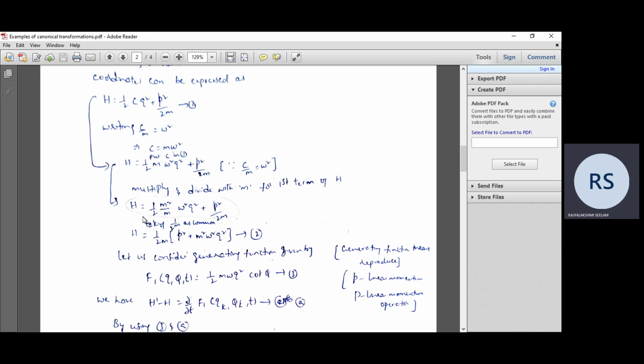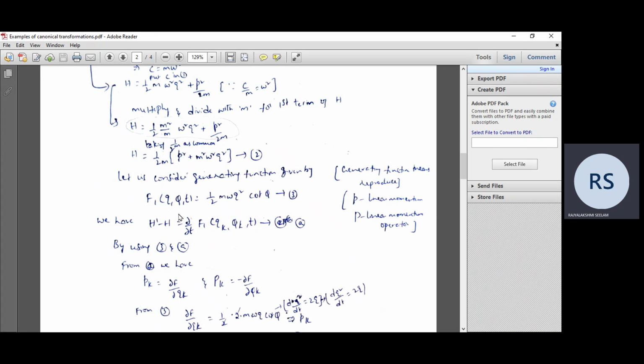So what will we get? H equals half m square by m omega square q square plus p square by 2m. Taking 1 by 2m as common from these two terms on the RHS, we will obtain H equals 1 by 2m times p square plus m square omega square q square. This is equation number 2.